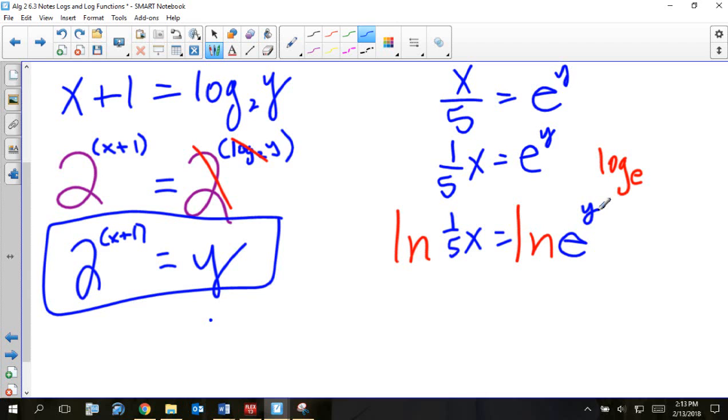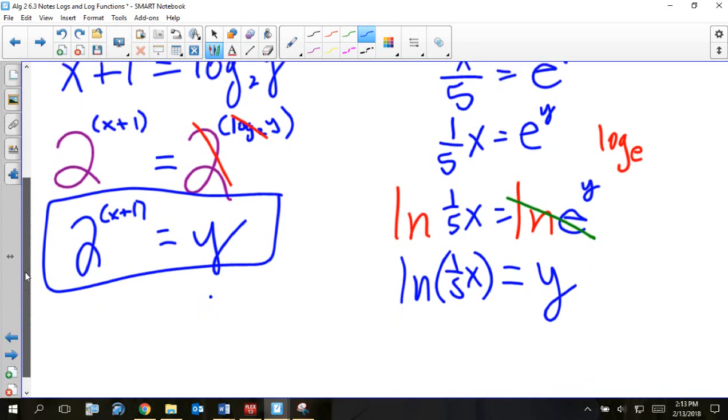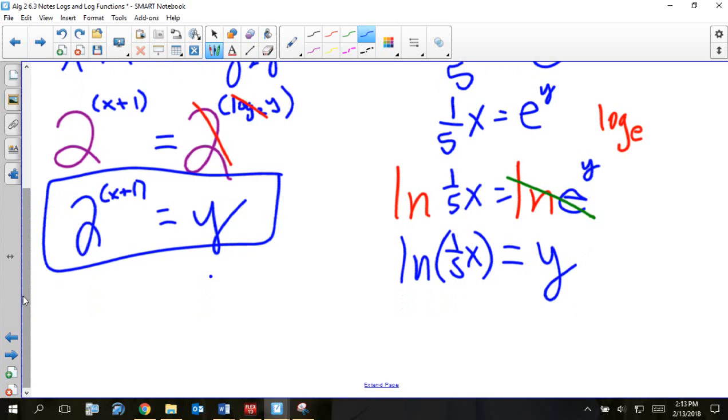So I just did ln to both sides. That is the exact same thing as log base e, which is going to cancel out the e. We will get ln of x over 5, or you could have 1/5 x, however you decide to write it. And because that one started as f of x, I'm just going to rewrite it as g of x when I'm done.